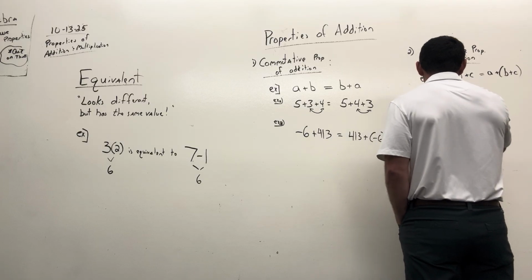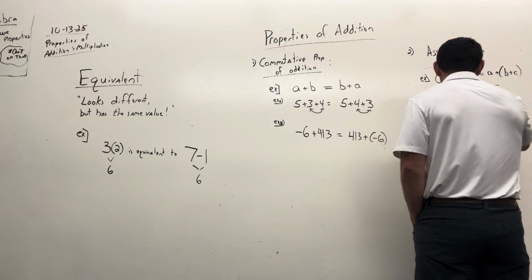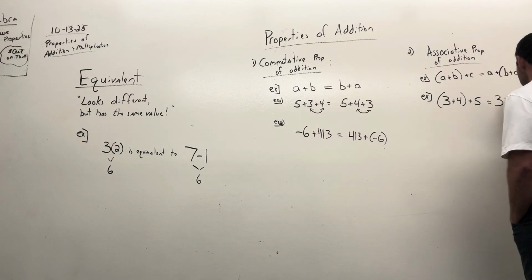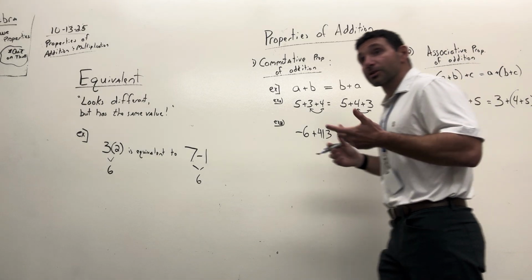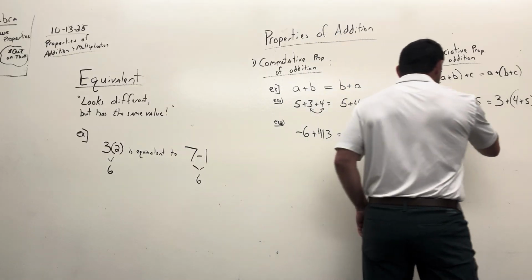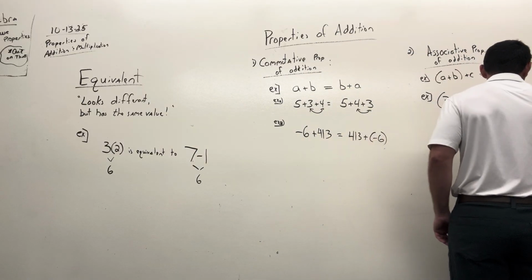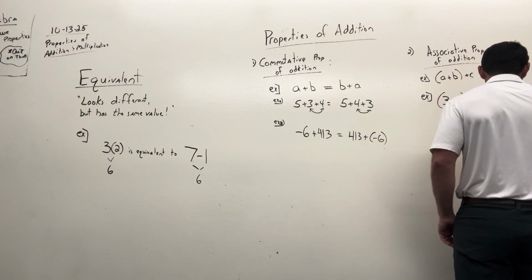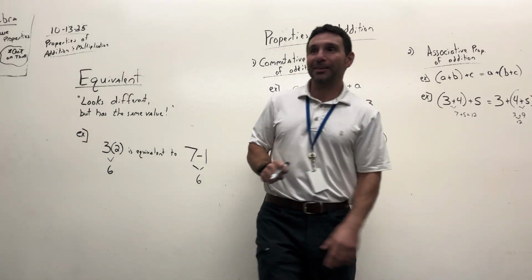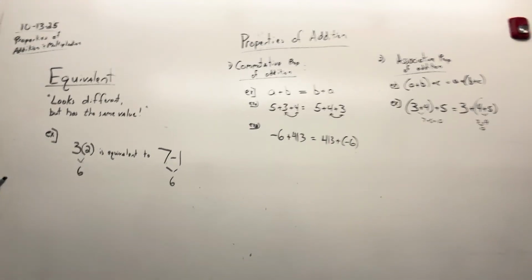So watch. We have (3 plus 4) plus 5 is the same as 3 plus (4 plus 5). Okay, watch. You ready? So, order of operations says do what's in the parentheses first. 3 plus 4 is 7. 7 plus 5 is 12. 4 plus 5 is 9. 9 plus 3 is 12. Hey! Those have the same value, but they look a little bit different. So what does that make them?